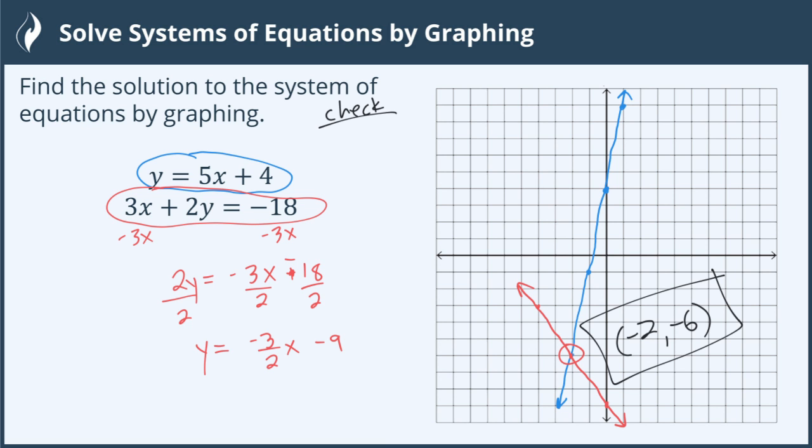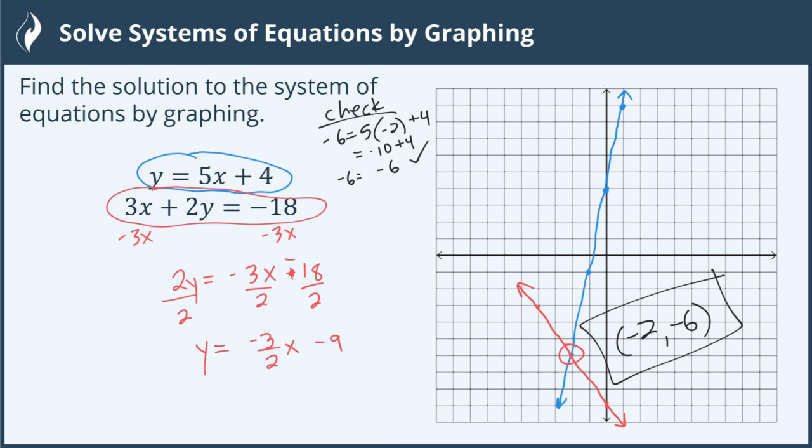So I'm checking this one I've circled in blue. So I have y equals, so negative 6 equals 5 times x, which is negative 2, plus 4. So 5 times negative 2 is negative 10. Negative 10 plus 4 is negative 6. So yes, negative 6 equals negative 6. That works.